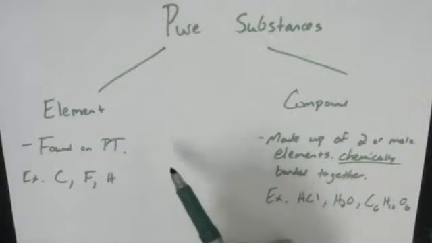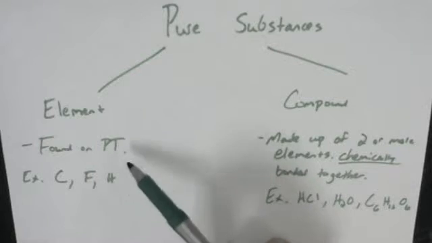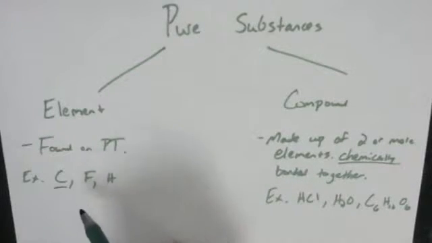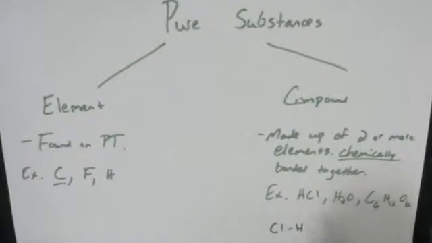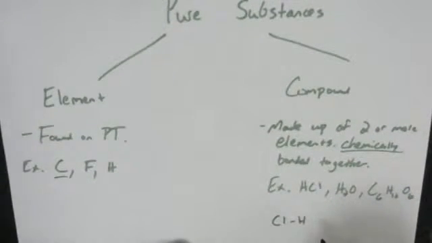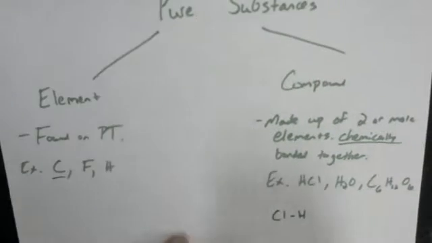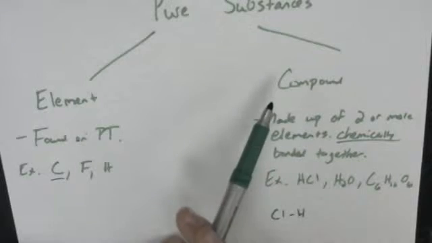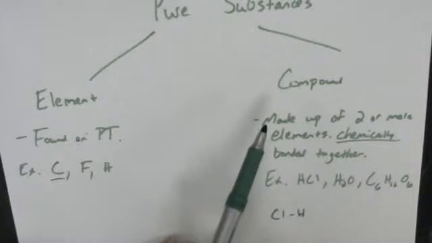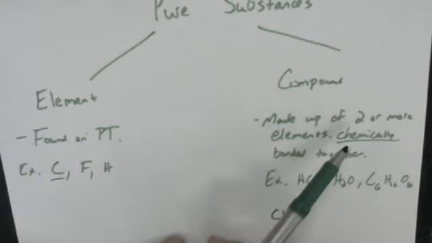Alright, so an element is by itself, standing alone. Carbon by itself is an element. Fluorine by itself is an element. Hydrogen by itself is an element. But if we were bonded with something, just like our Cl and our H, when we bond with something, that is what we call a compound. Okay. All right. Element versus compound. Elements are by themselves, found in the periodic table, and then a compound is two or more of these elements found in the periodic table, and they're chemically bonded together.